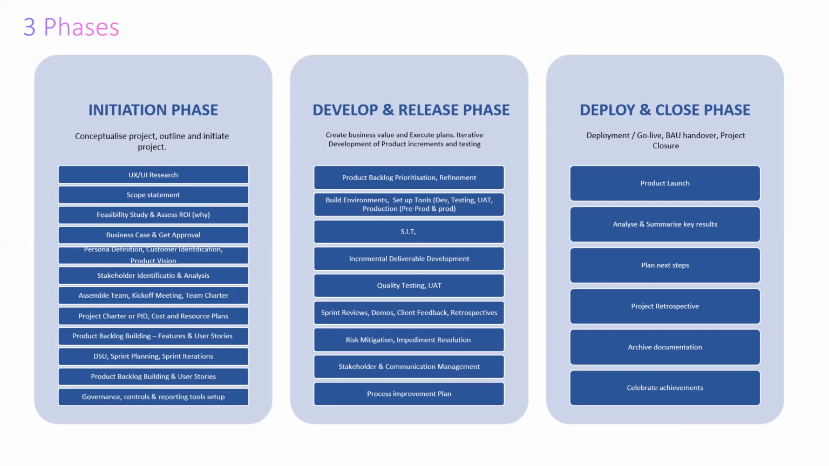Then the second, develop and release phase, we have our prioritization, product backlog prioritization and refinement. We also have our build environment where we do the testing, the UAT, then our SIT, our quality testing, sprint reviews and demos, client feedback, and retro, risk mitigation, impediment resolution, stakeholder and communication management, and then our process improvement plan, our PIP.